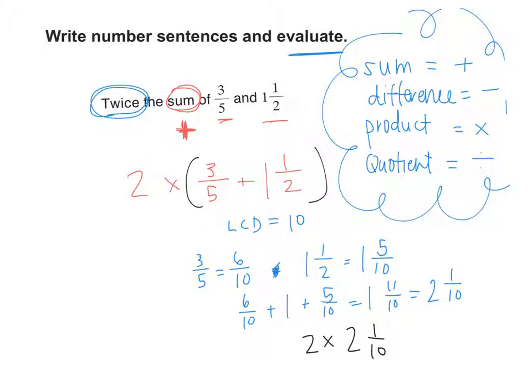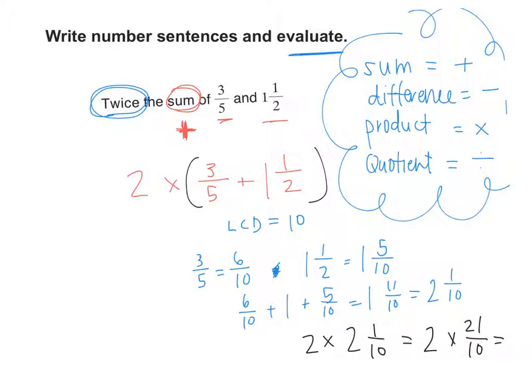And am I ready to multiply? No. Why am I not ready to multiply right now? Alina? Because you have to turn the mixed number into an improper fraction. Yeah, because right now I have a mixed number. So 2 and 1/10 is the same as how many tenths? 21. So this is the same as 2 times 21 tenths.